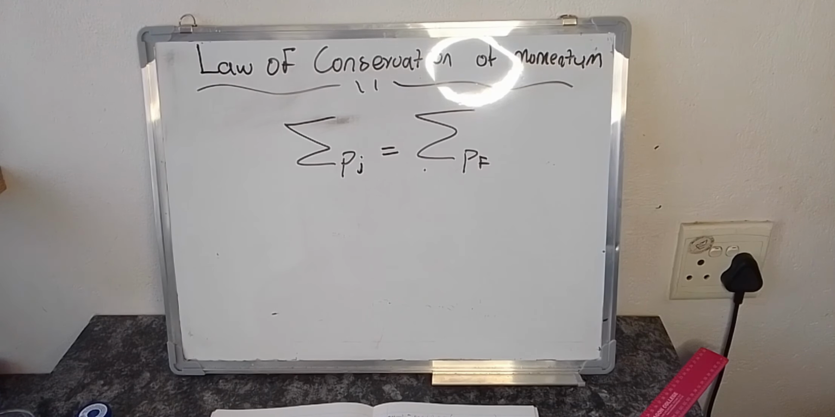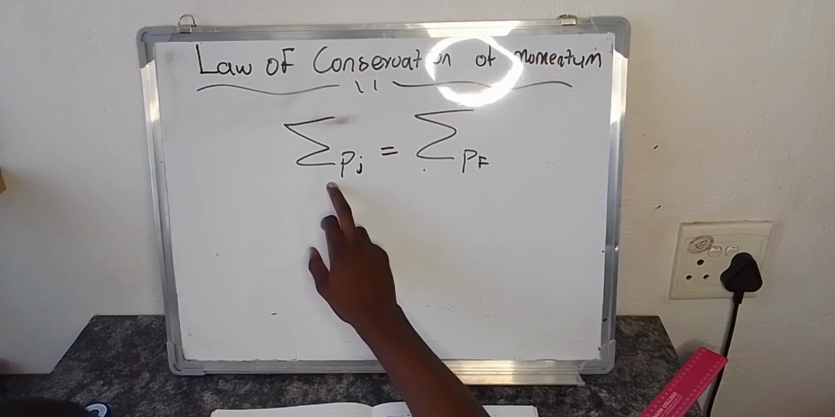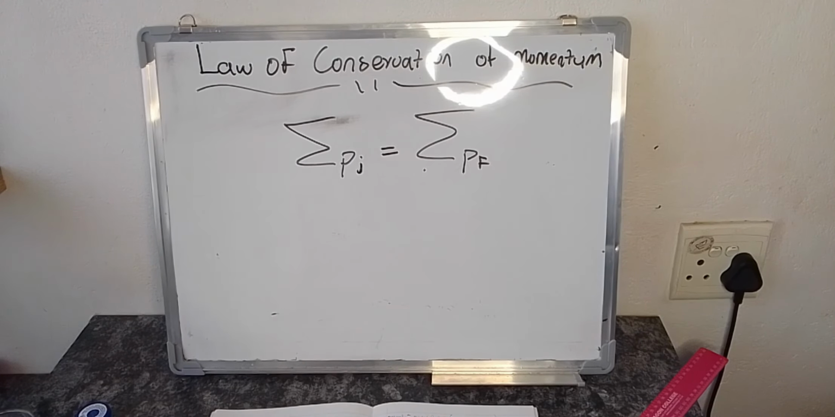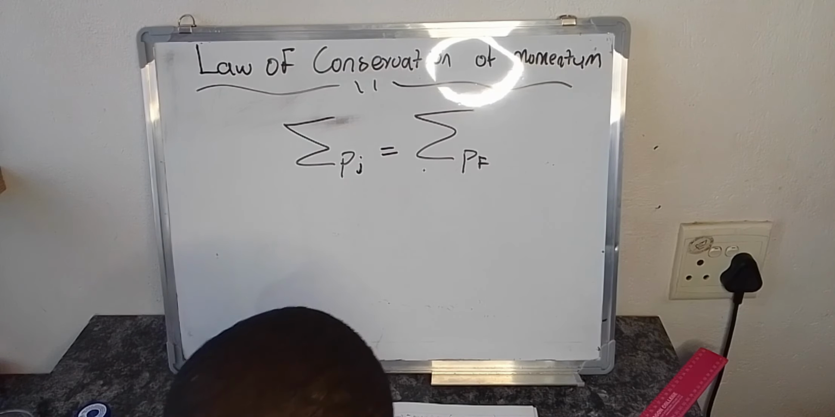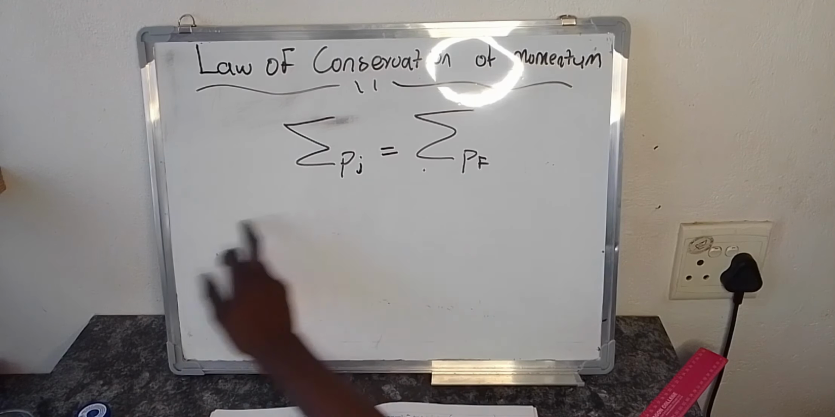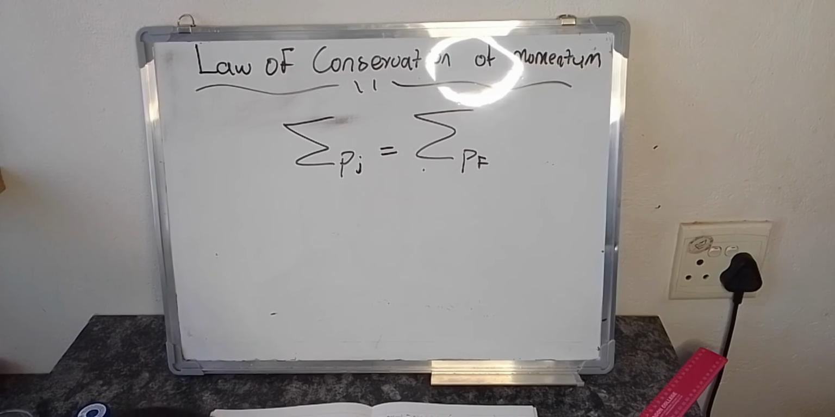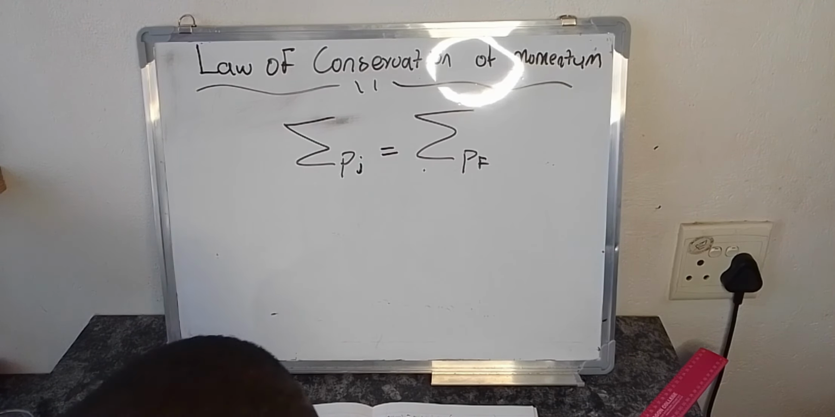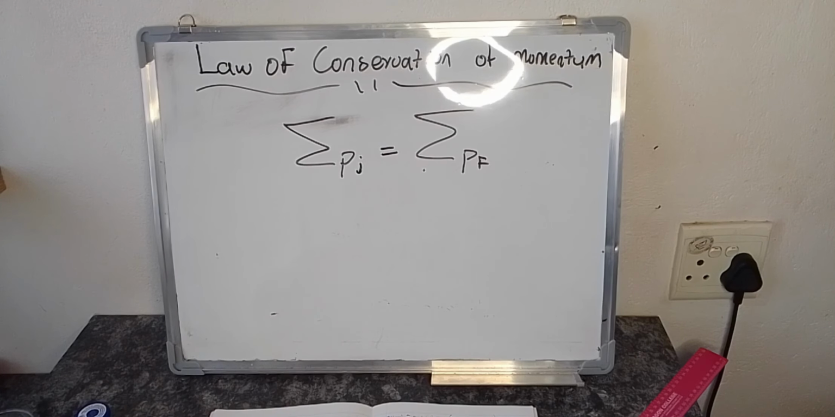This formula means the total momentum initial of the two objects is equal to the total momentum final of the two objects. Whenever you solve this, it is the law of conservation of momentum. It applies in an isolated system, where the resultant external force acting on the system is zero. Whenever the resultant external force is zero, we can apply this law, which is the law of conservation of momentum.